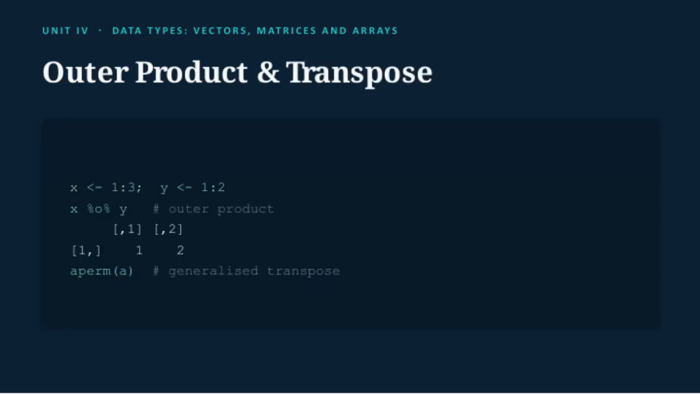Let's take a closer look at two important operations with arrays: the outer product and the generalized transpose. The outer product combines two vectors to create a matrix. Every element of the first vector multiplies with every element of the second. Then, the generalized transpose rearranges the dimensions of an array, not just flipping rows and columns like a simple transpose. These tools help us manipulate data structures in flexible ways, essential for working with multi-dimensional data.